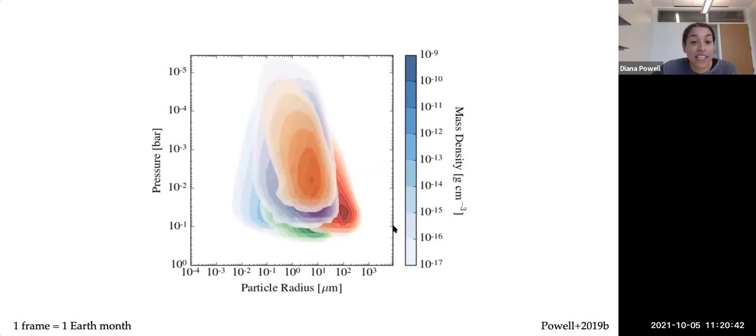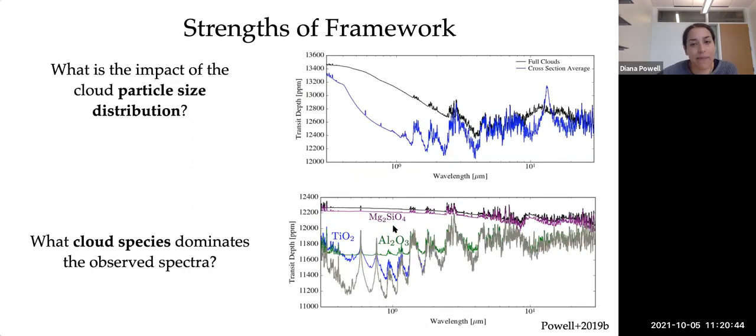And so with results like these, I can uncover the likely impact that clouds have on observations that we gather of planetary atmospheres. And I'll again emphasize that quantifying this impact is crucial for our understanding of planetary properties. So we can answer key questions, such as the impact of the cloud particle size distribution on the observed spectra. On the top right here in black, I'm showing a model transmission spectrum for a hot Jupiter with my fully resolved cloud particle size distribution.